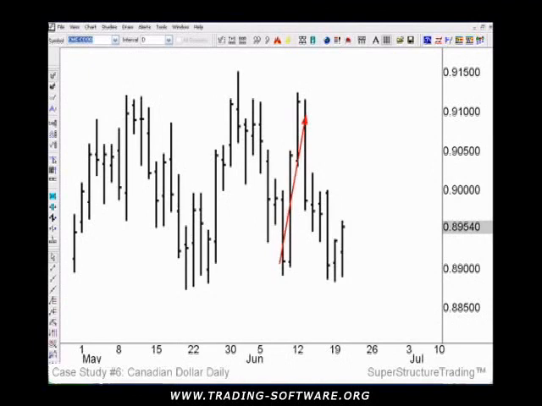So you can see how different time interval charts can collaborate with each other to give you excellent superstructure trading setups.